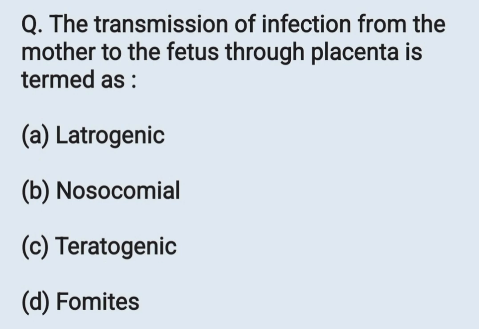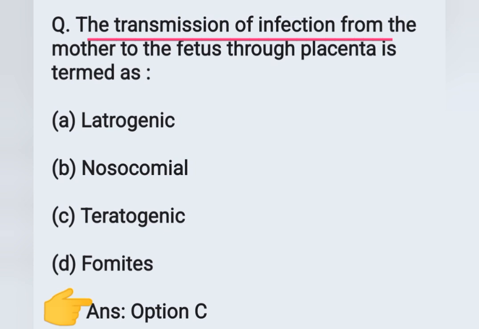Our first question is, the transmission of infection from the mother to the fetus through the placenta is termed as. Options: Option A, iatrogenic. Option B, nosocomial. Option C, teratogenic. Option D, fomites. Infection which is transferring from mother to fetus through the placenta is termed as teratogenic infection. Here option C is the correct answer.